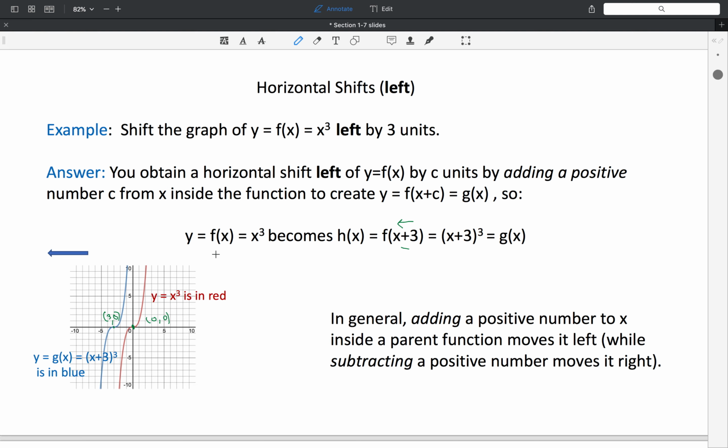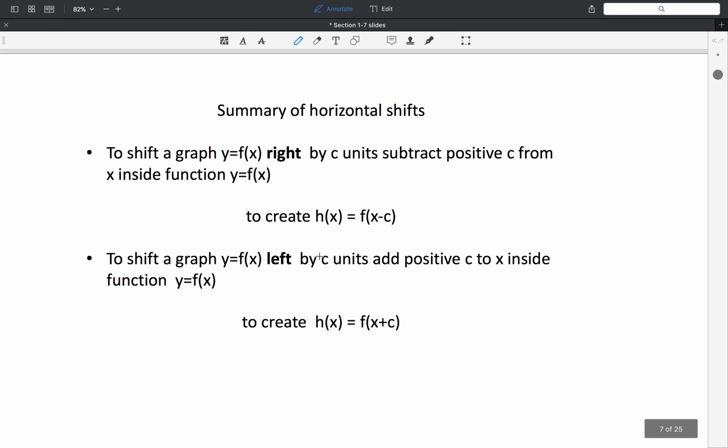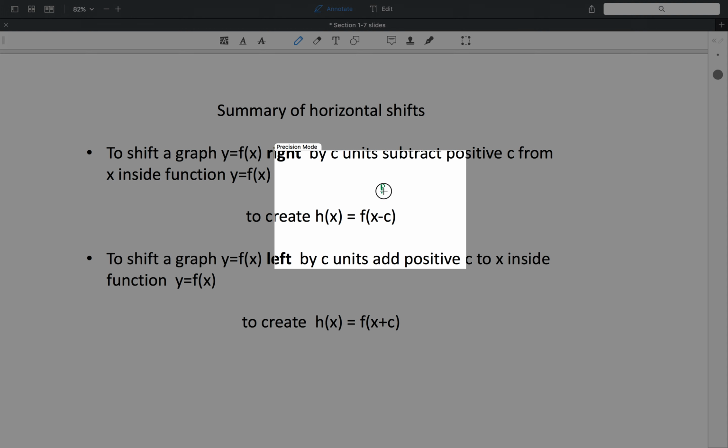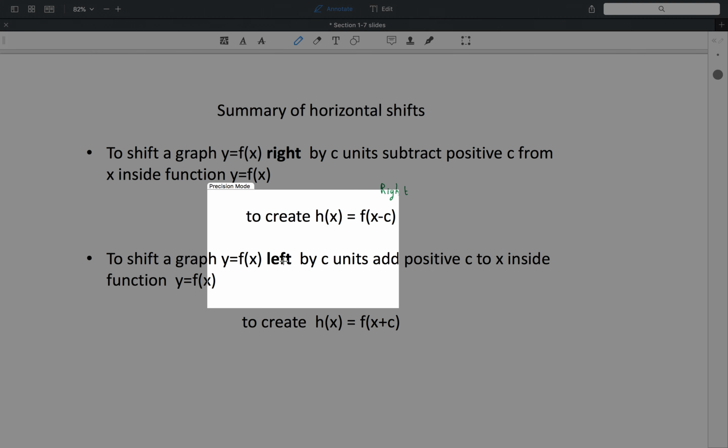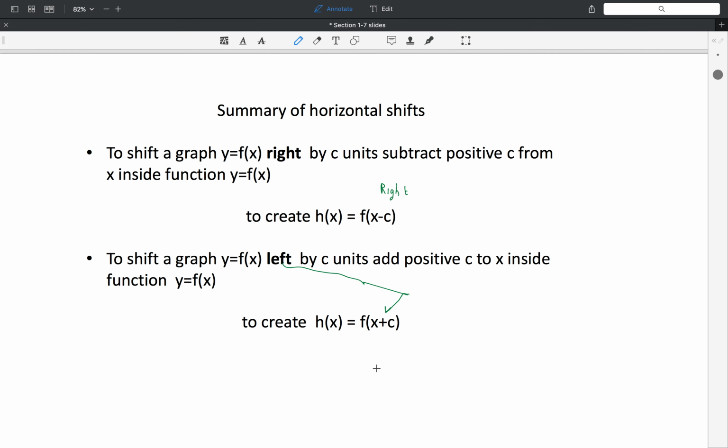Okay. So again, a summary. If I want to move right, I subtract. So again, this subtracting moves it right. And then if I want to go left, I'm going to add. So addition moves it to the left.